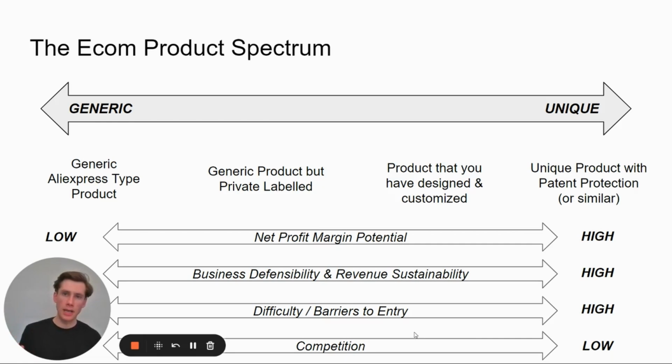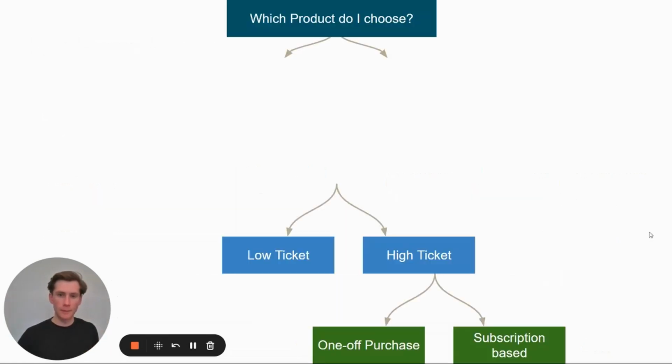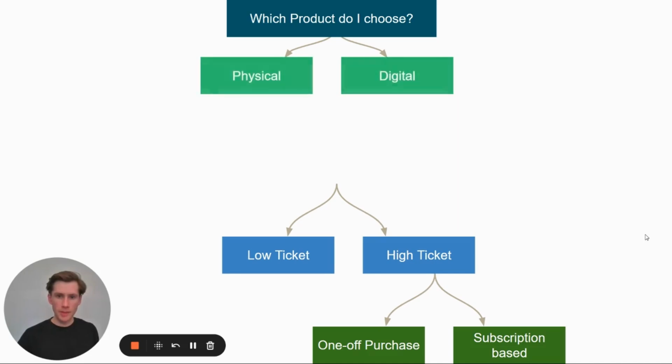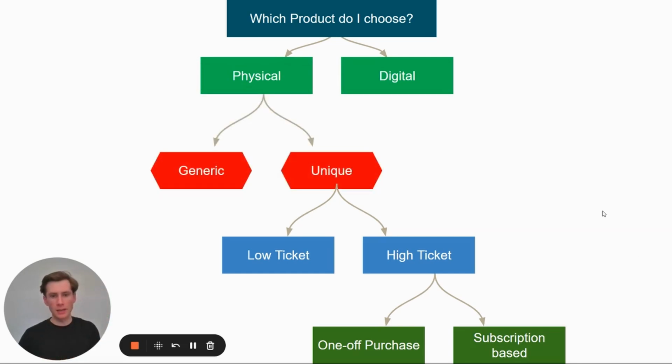and build a longer sustainable business with lower competition. So at this point, you've decided if you want the physical or digital product. Then you've decided if, hopefully, you want to start with generic or unique. And again, unique might take more time.